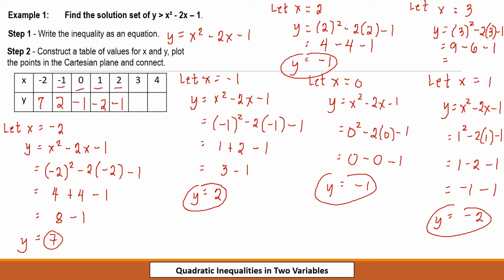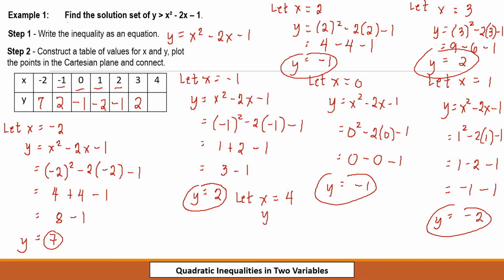And that is, 9 minus 6 is 3. 3 minus 1 is equal to 2. So when x is positive 3, y is equal to 2. And for the last one, we have x is equal to 4. So let x be equal to 4.